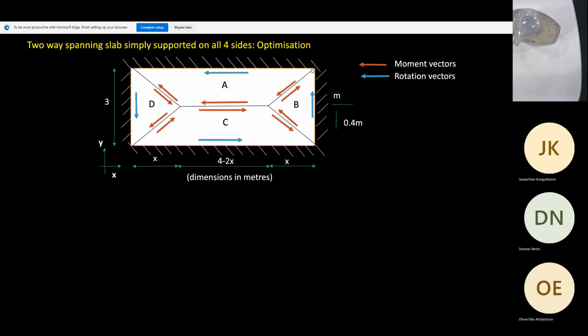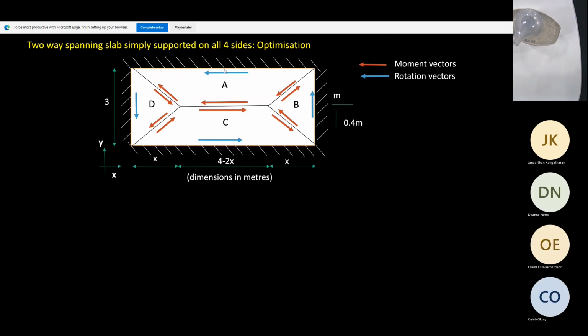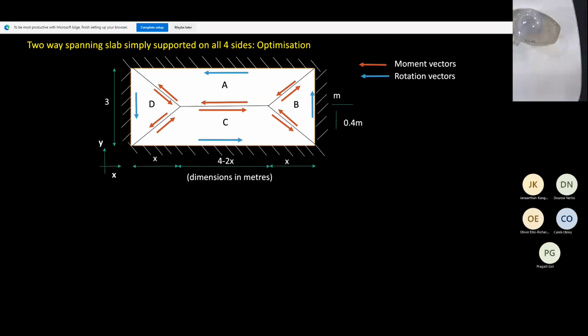Okay, that's the axis of rotation. So when the slab fails, this region A rotates about this axis. To get the vector for the rotation, you use the left hand. So you use the right hand for the moments, and the left hand for the rotation. When the slab fails, this region rotates this way, towards the screen. Again, the thumb gives you the direction of the vector, which is in this direction. Is that clear?